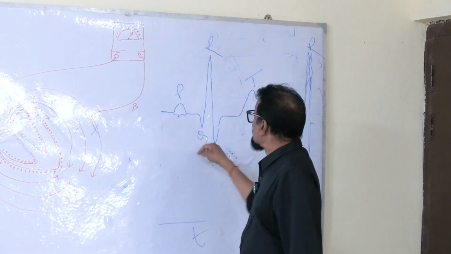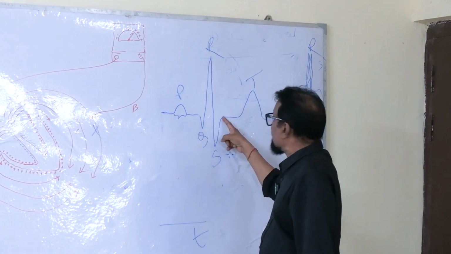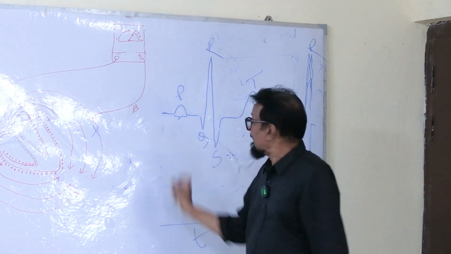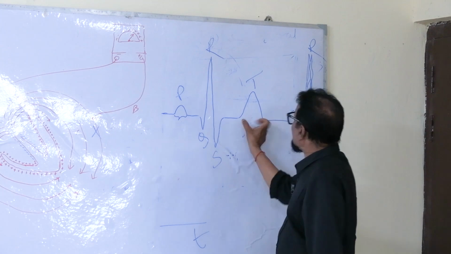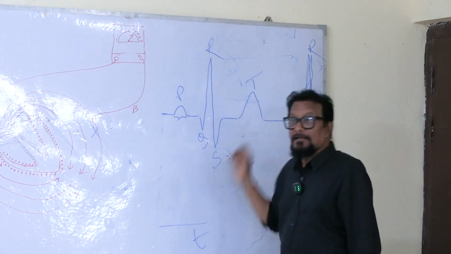Duration of this wave. What is this QRS complex? From starting of Q to end of S. This is the QRS duration. And this is the P duration. T, beginning of T, end of T. This is T duration. Now amplitude.